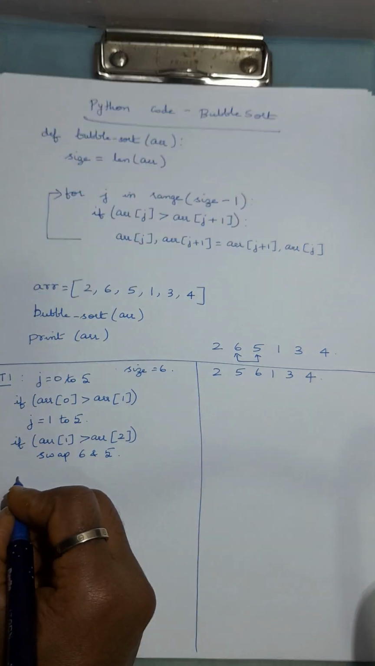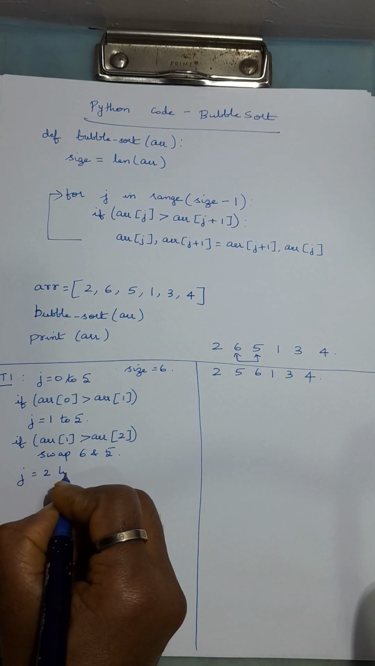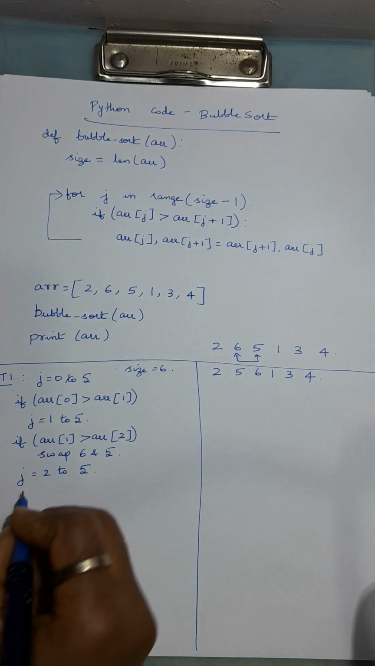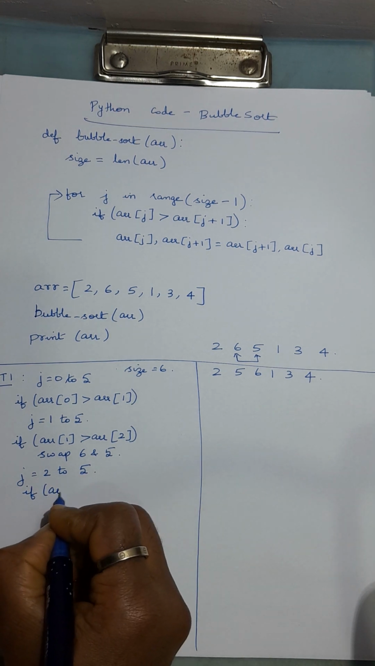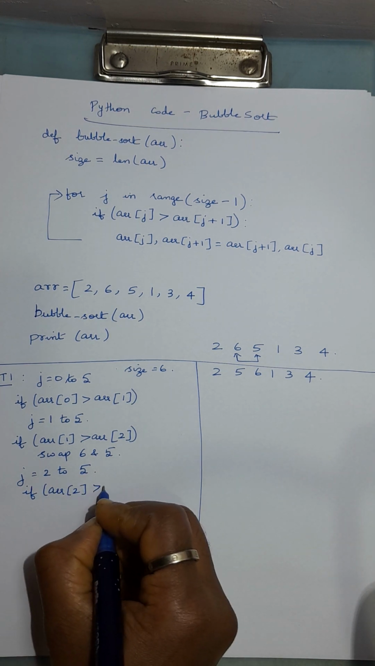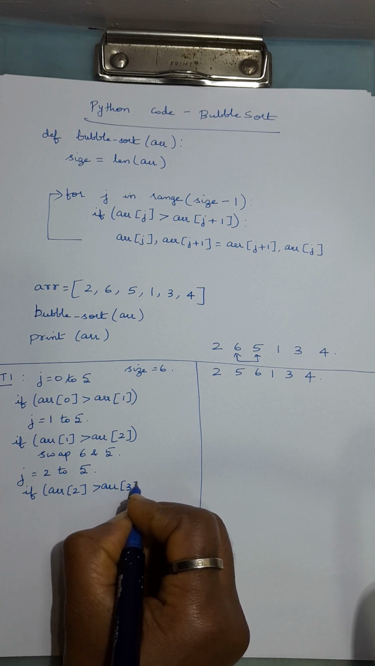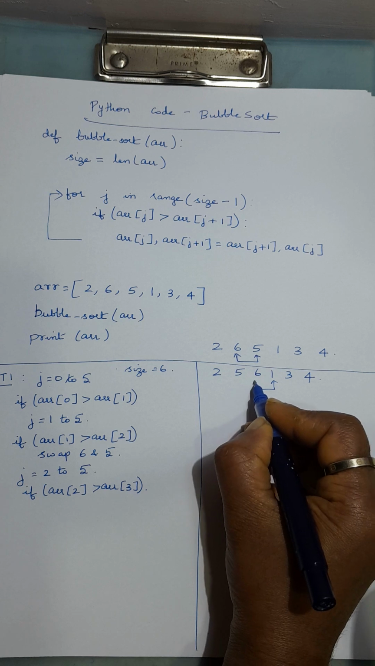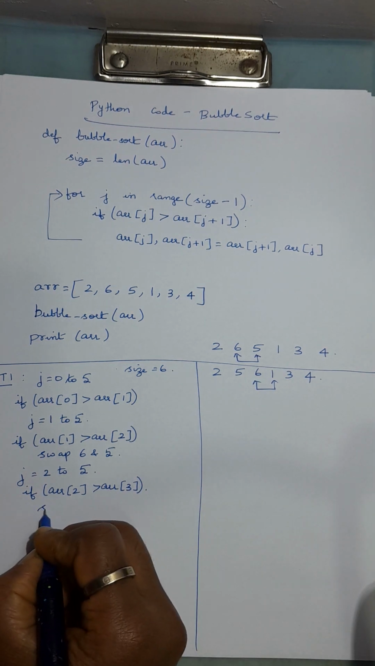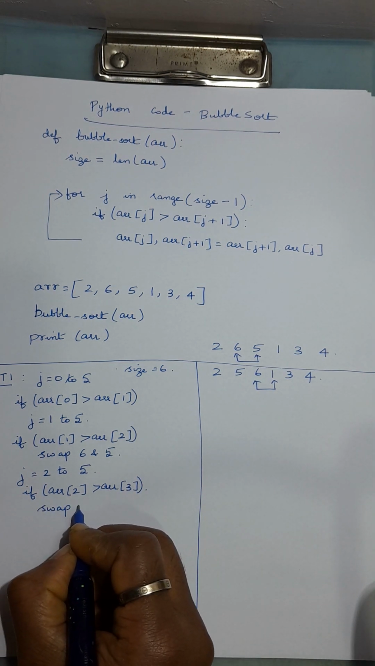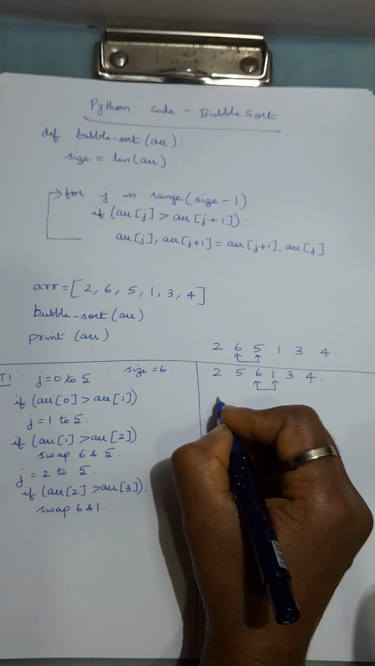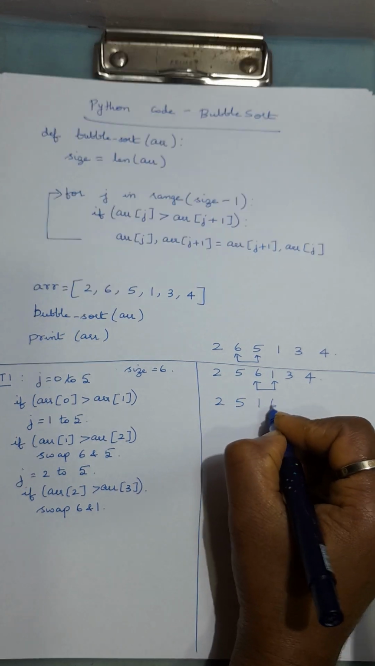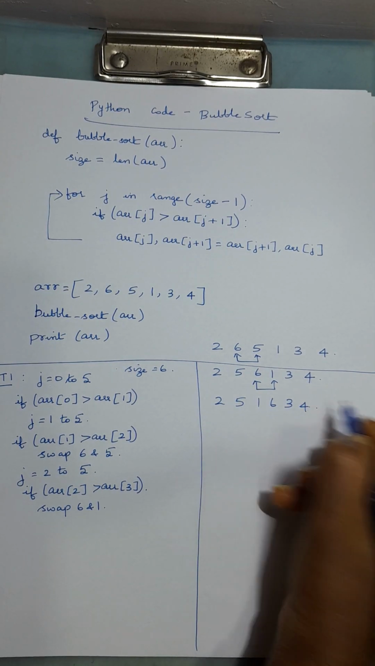So after swapping, what happens? It goes back. Now again, j value is equal to 2 to 5. Now we check if array of 2 is greater than array of 2 plus 1, which is 3. Now we check, is 6 greater than the next number? Yes, it's true. Then what do we do? We swap 6 and 1. So it becomes 2, 5, 1, 6, 3 and 4.